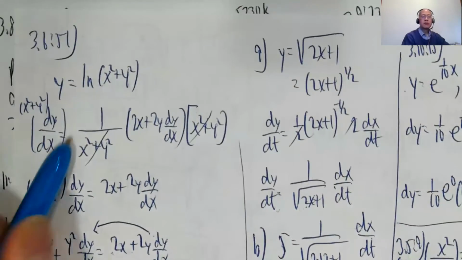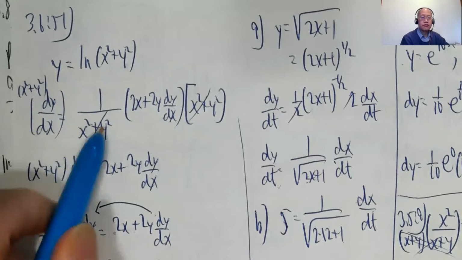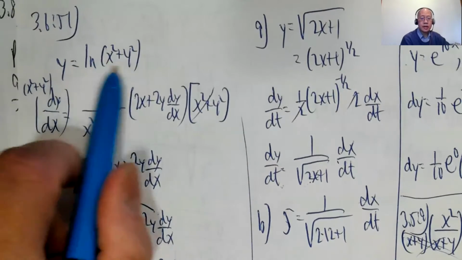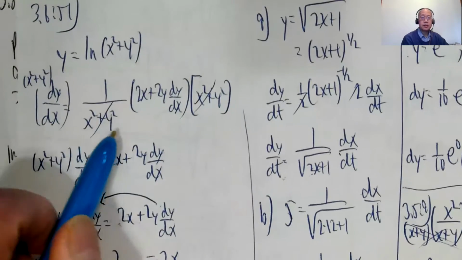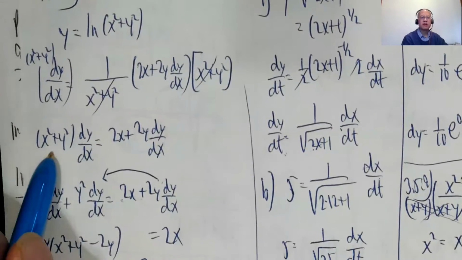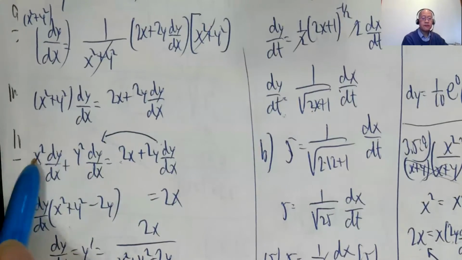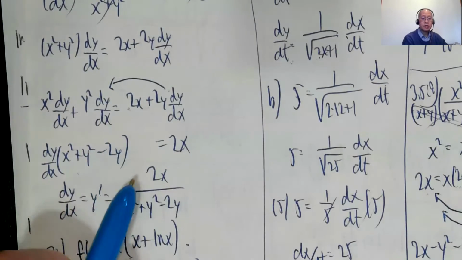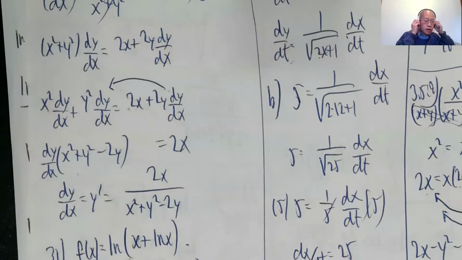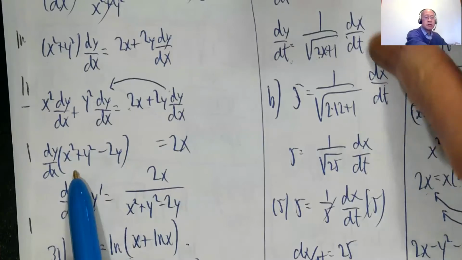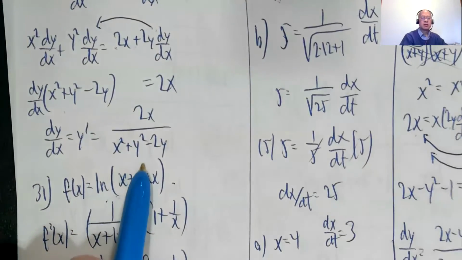3.651, y equals ln of x squared plus y squared. Dy dx is 1 over x squared plus y squared times the derivative of the inside, 2x plus 2y dy dx. Let's see, multiply both sides by x squared plus y squared. Looks like that. Distribute, put the dy dx's on the left. Everything else goes on the other side. So dy dx has an x squared plus y squared minus 2y equals 2x. Just divide by the thing in parentheses. So dy dx is 2x over x squared plus y squared minus 2y.